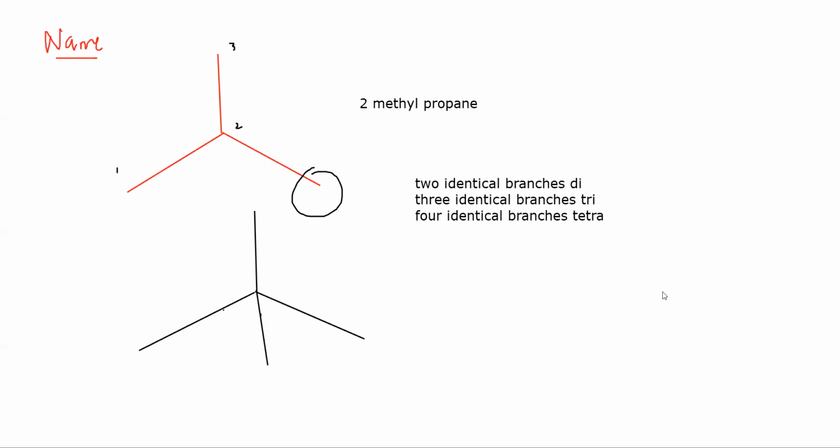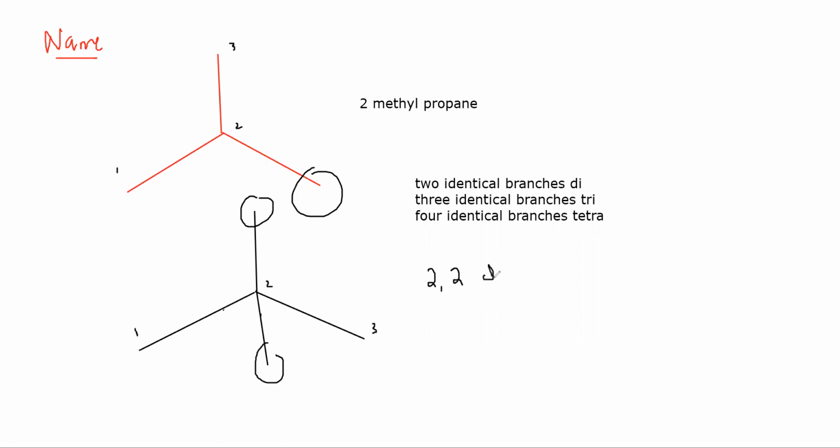Two identical branches. Look, when we select the longest carbon chain, 1, 2, and 3, what we are left with is a branch. One carbon up, one carbon down. But identical branches are there, so we call that 2, 2. If two branches, twice we have to use a number. This 2 is not because there are two branches; this 2 is the position of the branch.